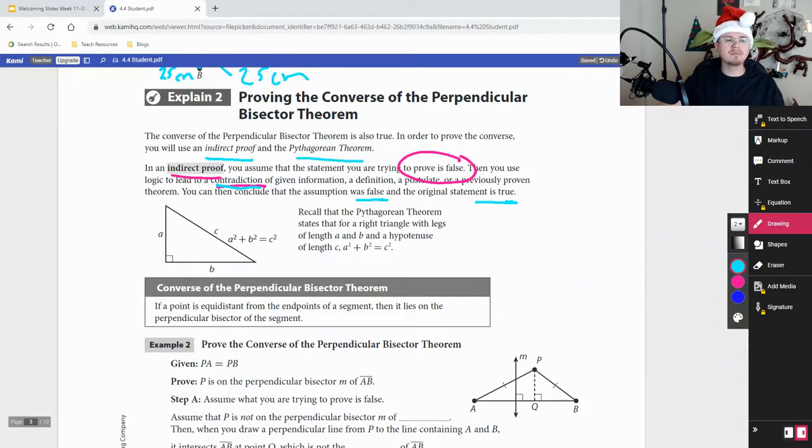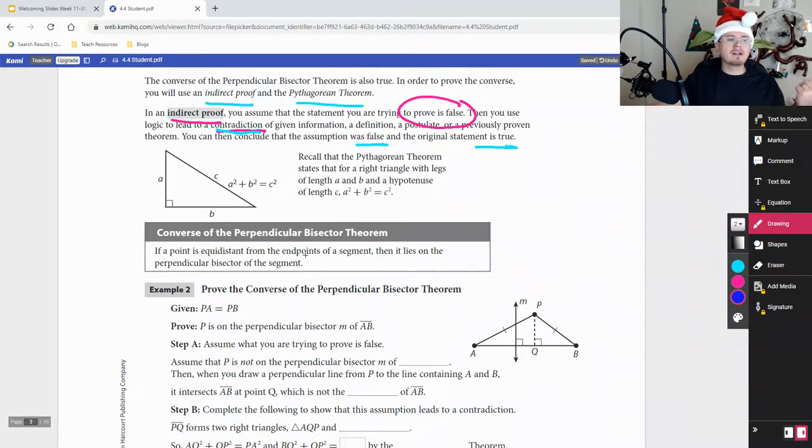Otherwise, my advice for all the geometry definitions is get it into your own words. I think that's the best thing you can do. So recall the Pythagorean theorem. It states that, for a right triangle, the sum of the legs squared is equal to the hypotenuse squared. Legs, hypotenuse. The hypotenuse is directly across from, opposite of, the right angle and is the longest side length. So the converse, if a point is equidistant from the endpoints of a segment, so we flipped it, like a reciprocal almost, then it lies on the perpendicular bisector of the segment.